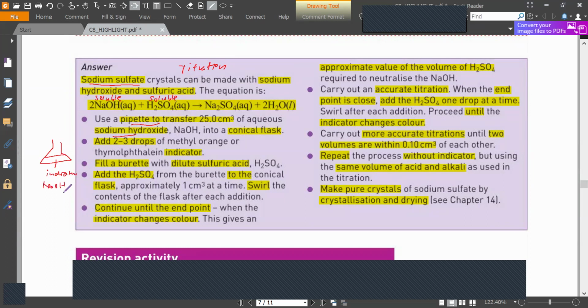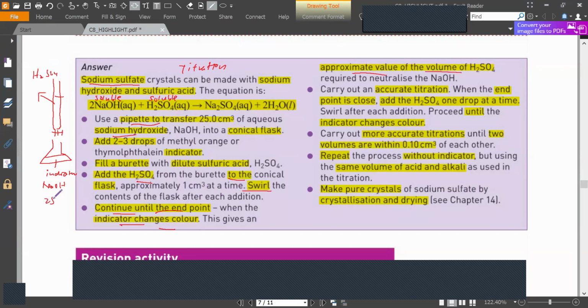Sodium hydroxide with the indicator, and then we have the burette with the sulfuric acid. Then we add the sulfuric acid to the conical flask, swirling it as we go. Continue until the end point, which is when the color change happens. So we get the approximate volume of the sulfuric acid.